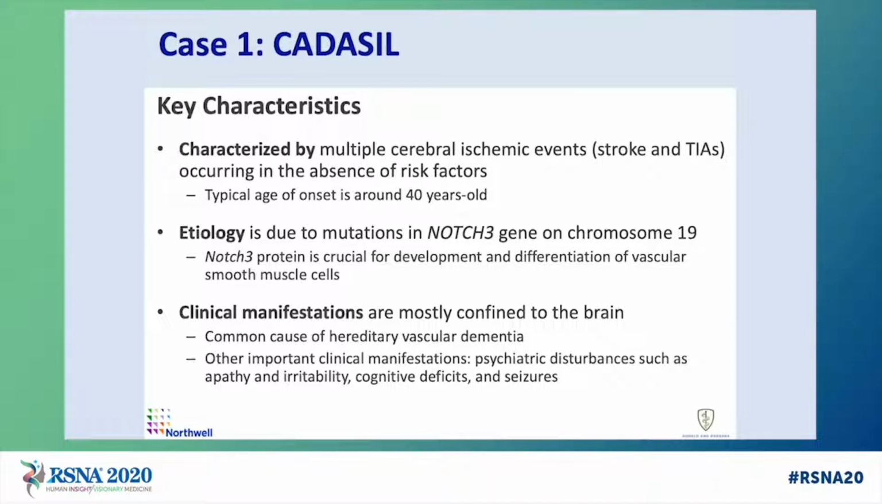The Notch3 protein is crucial for development and differentiation of vascular smooth muscle cells. The clinical manifestations of CADASIL are mostly confined to the brain. It is a common cause of hereditary vascular dementia. Other important clinical manifestations include psychiatric disturbances such as apathy and irritability, cognitive deficits, and seizures.